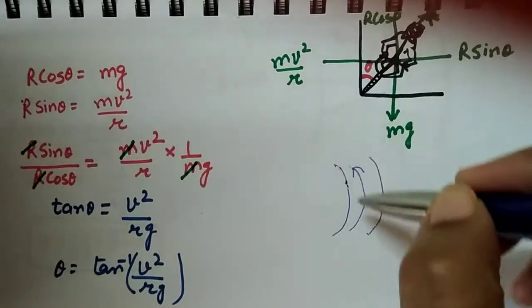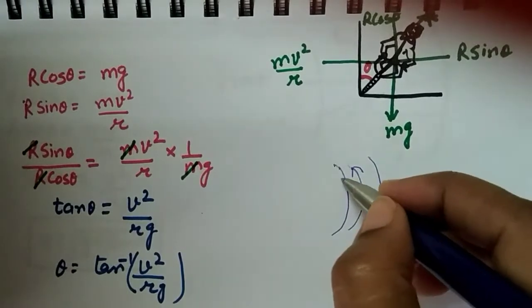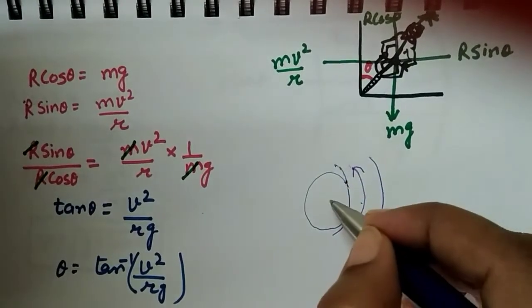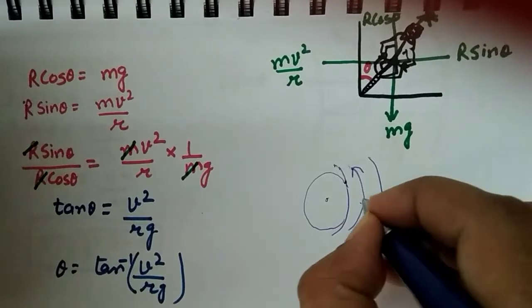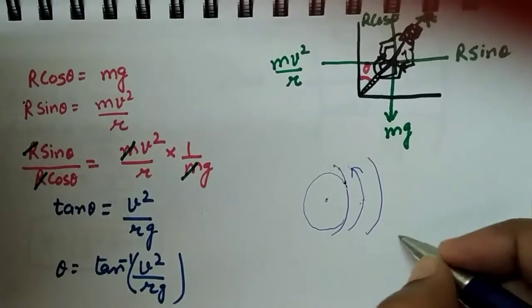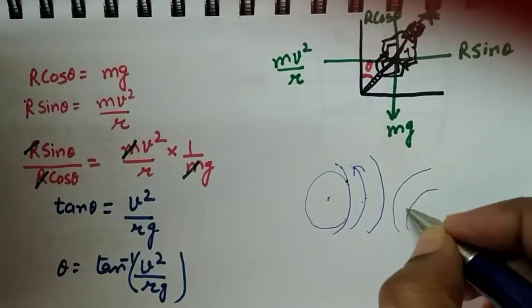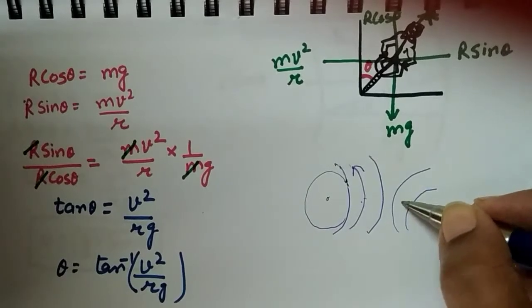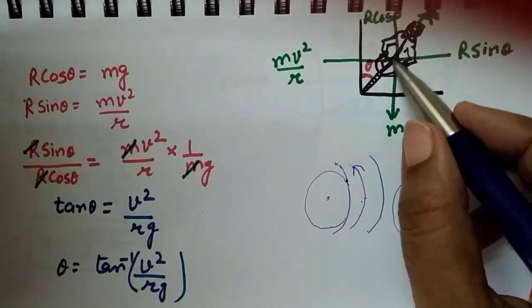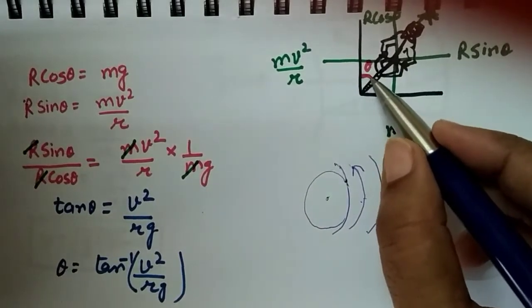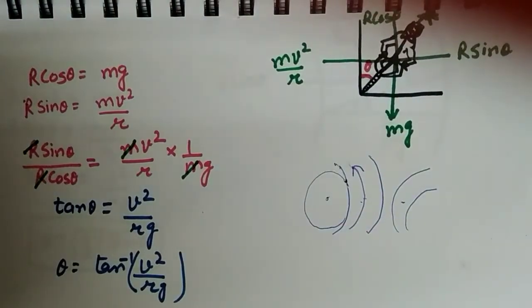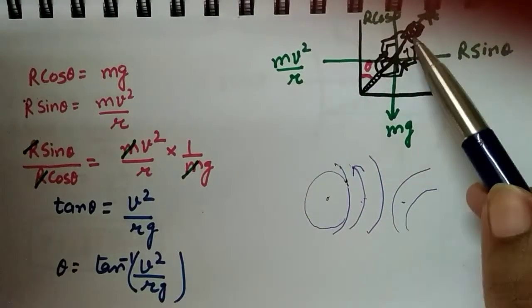If he is taking this type of circular path, in which this is the diameter of the circle, he will be pulled in this direction. If he is taking this type of curved path, then he will bend in this direction. So we have to find by which angle the cyclist will bend while taking the curve. Okay. So this is the cyclist.